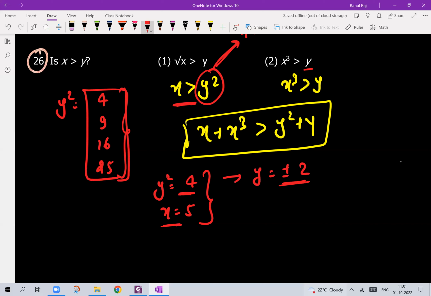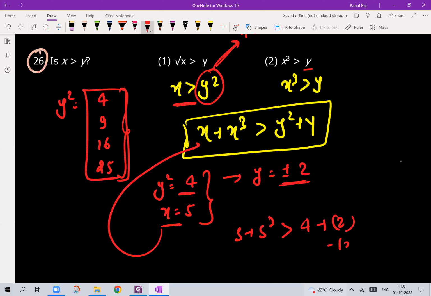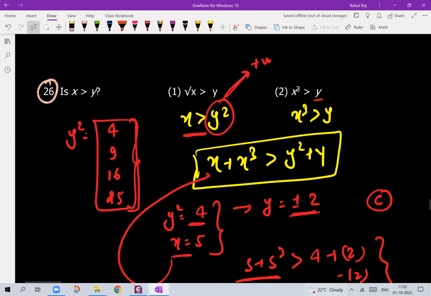Doesn't matter at all. You take any number, absolutely does not matter. But now you put this equation over here. 5 plus 5q is 100% greater than y square. y square is 4, y is either plus 2 or minus 2. It does not matter at all. 5 plus 5q is actually greater than this. Take any value, it just does not matter. So option is C.